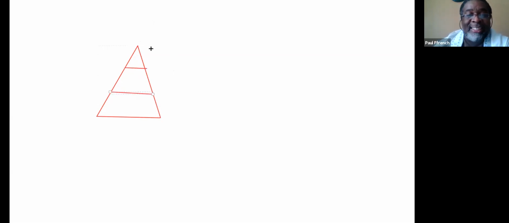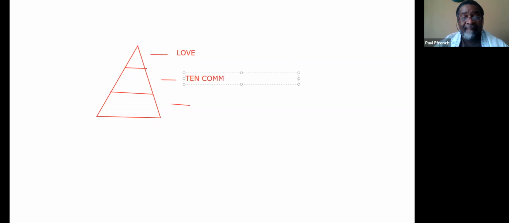All right, this is like the food chain, right? So this is the commandment chain, like the food chain. So this is going to be: the greatest of all commandments is love. Let me put it in all caps so it gets bigger. Is love. And then we have this one, the 10 commandments. And then we have 613.